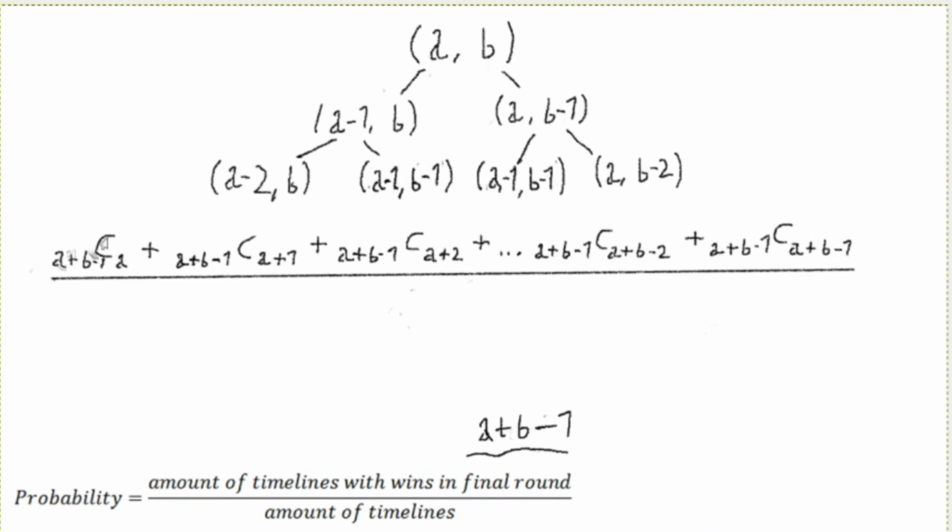This here is the numerator. Now we just need to divide by the amount of timelines in the final round, the a plus b minus 1th round. And that's easy because we know that every round the amount of timelines increases by a factor of 2. So we just say 2 to the power of a plus b minus 1. This is the full formula.